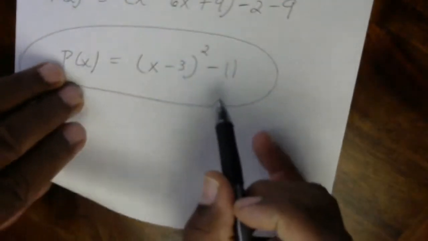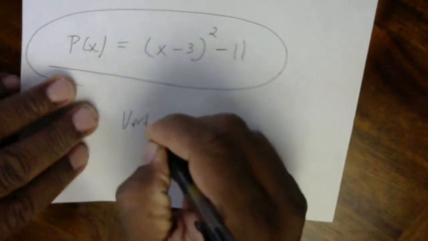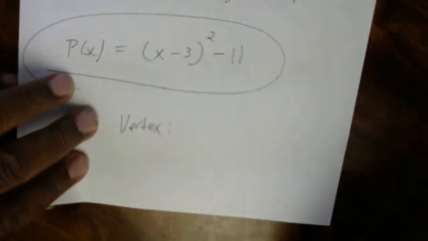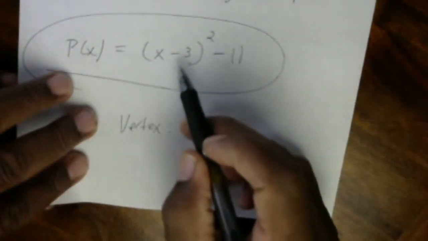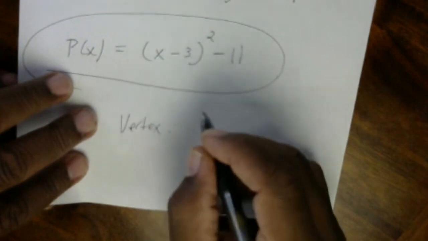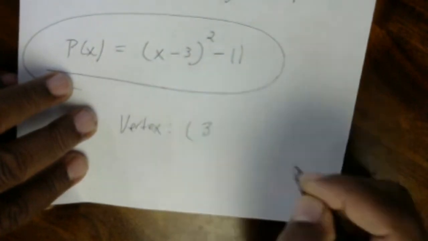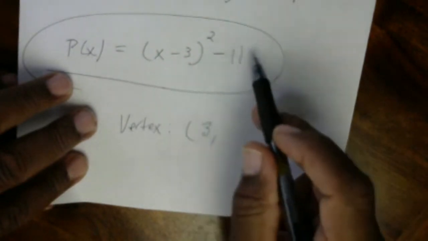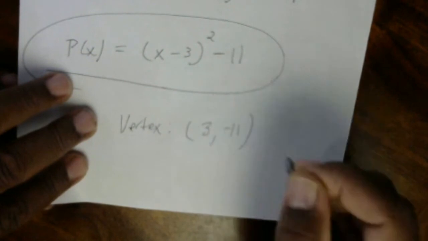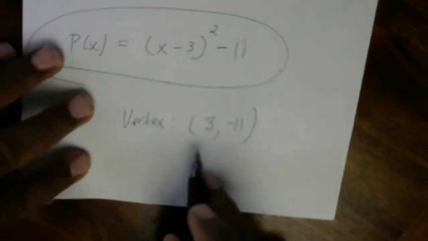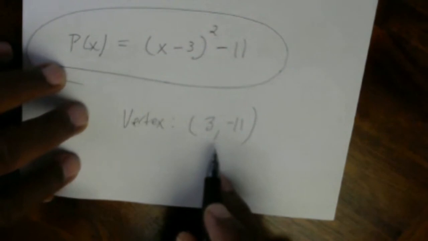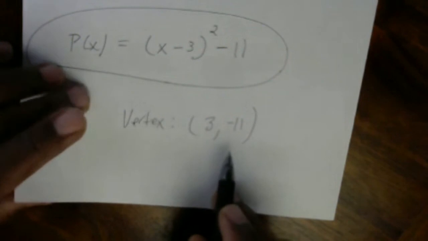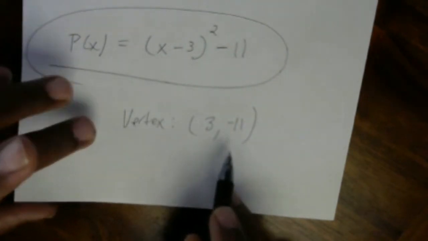So the same thing happens here for our vertex. And keep in mind, we found this vertex a couple other ways, and we found that it should be positive 3, negative 11, right? This negative 3, its sign must change to positive 3. Whatever our constant is on the end, that is our k-coordinate. So we have the vertex 3, comma, negative 11. Right? Any questions about the vertex?